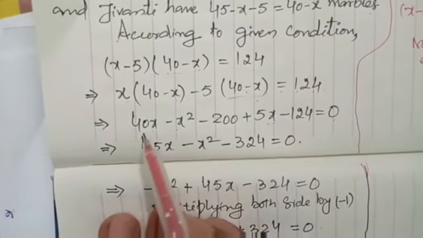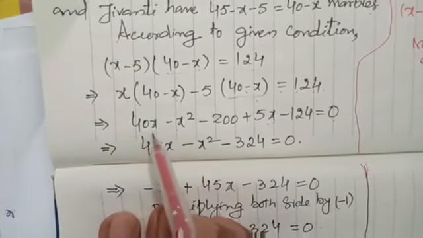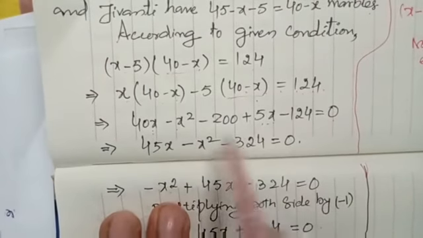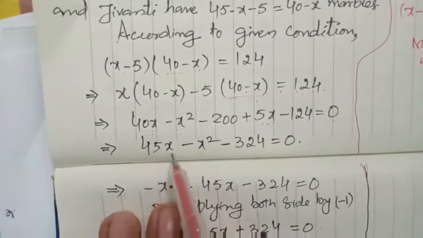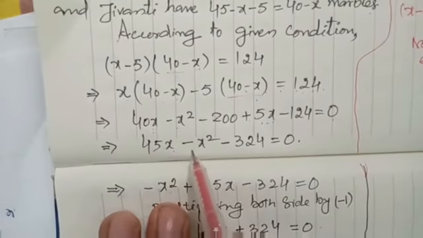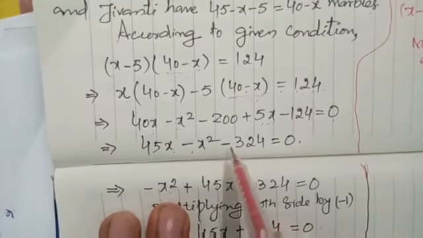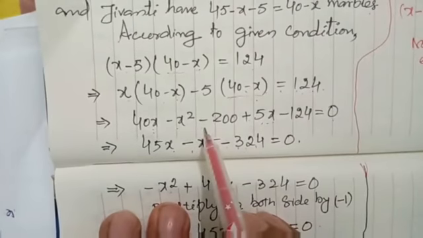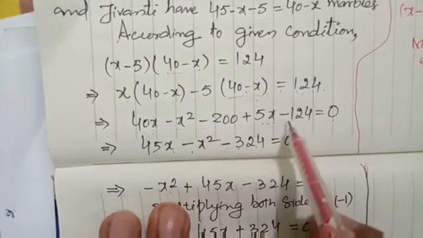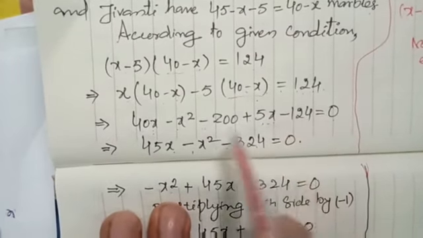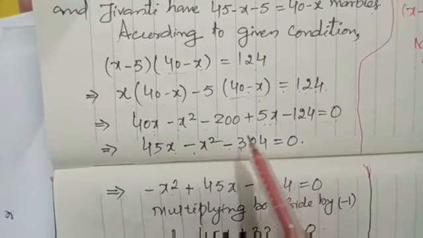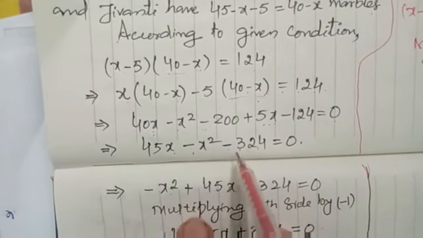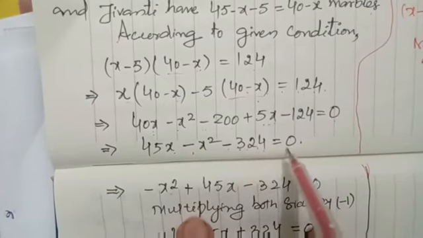Then we can write, here is 40X and here is 5X. They are like terms, they will add up and it will become 45X minus X square minus 324. See here how: here it is minus 200, here it is minus 124. Both are negative. Therefore, they will add up with the minus sign. That is minus 324 is equal to 0.